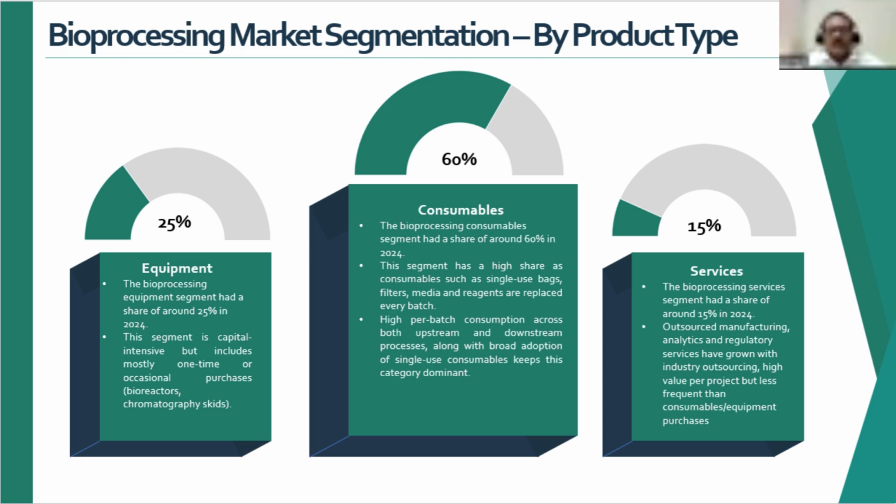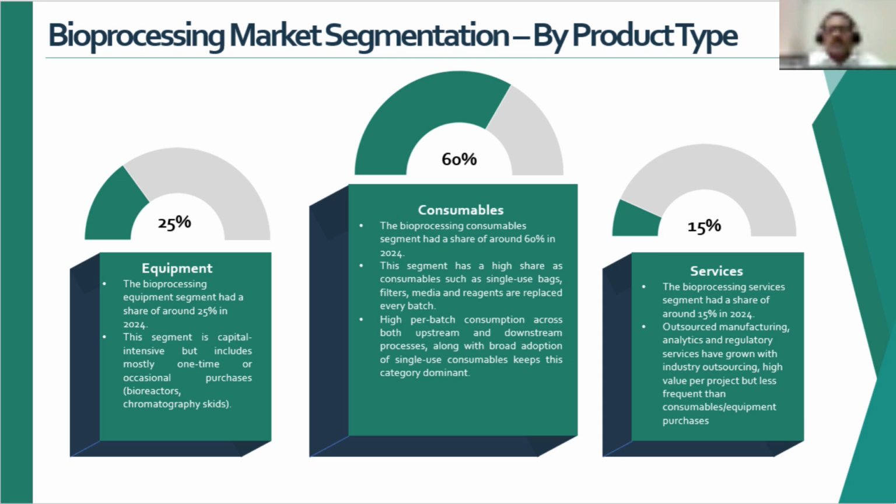Let's try to understand the market split by the type of equipment, consumables, or services within the bioprocessing market. The equipment, though capital intensive, is a one-time purchase and it constitutes around 25% of the market. Major equipment include bioreactors, chromatography, resins, centrifuges and other such equipment.